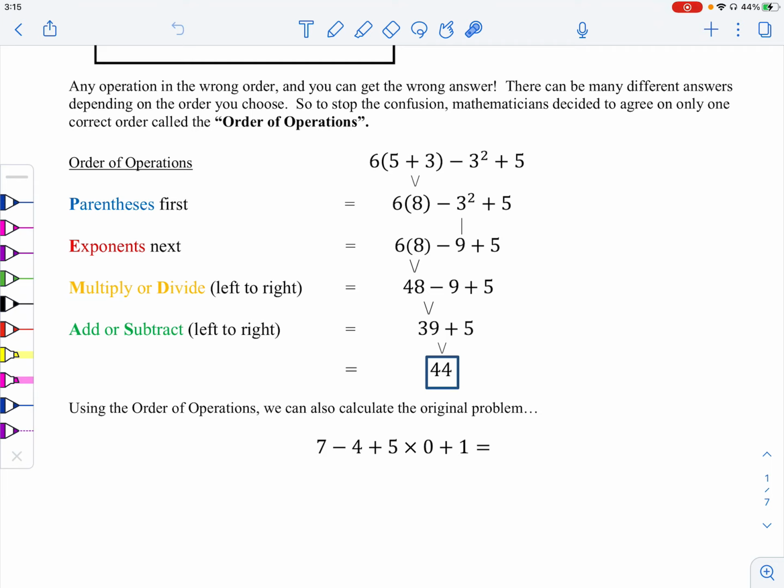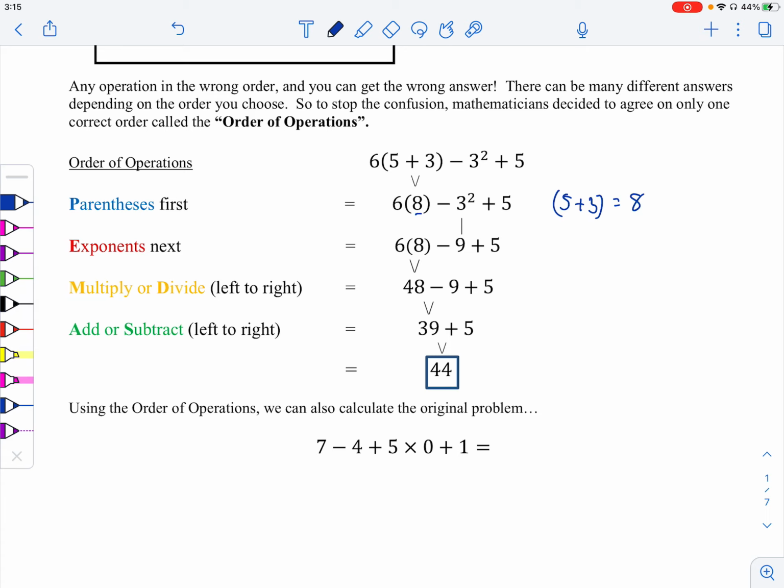Okay, so the first part, we're using parentheses, right? We only have one of them here, 5 plus 3. So 5 plus 3 gives us our 8. Let's just write that on the side. So 5 plus 3 equals 8. So that's how we got our 8 here.